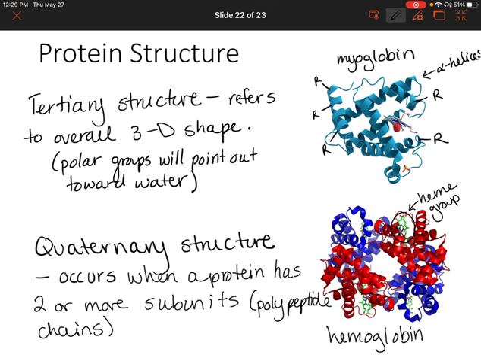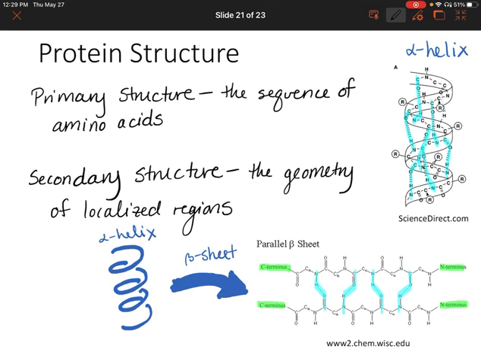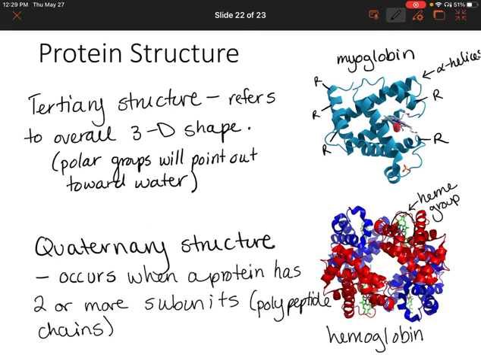So we again have 4 different types of structures. So the primary structure is just that basic sequence of amino acids. The secondary structure refers to the geometry at localized regions. So if you zoomed in on your protein and just looked at a few amino acids in a row, you might see an alpha helix or you might see a beta sheet. And then the tertiary structure is kind of the bigger picture. So we're looking at the entire protein and its 3-dimensional shape.